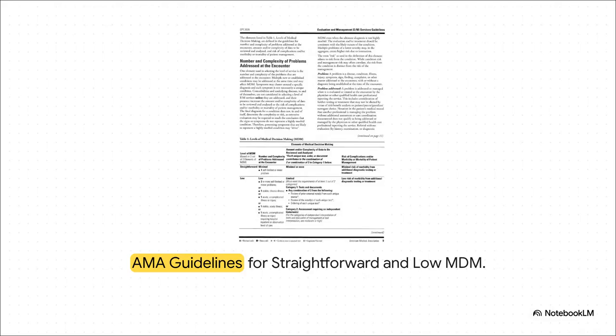The AMA explicitly spells out the exact requirements for straightforward and low complexity. Just think about how a self-limited or minor problem, or maybe a single stable chronic illness, puts you firmly in that low category. The data review here might be super minimal, maybe just looking at a couple of unique tests, and the risk of morbidity from diagnostic testing or treatment is, as you'd expect, correspondingly low. It's a highly structured system.